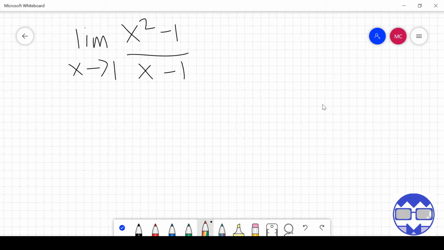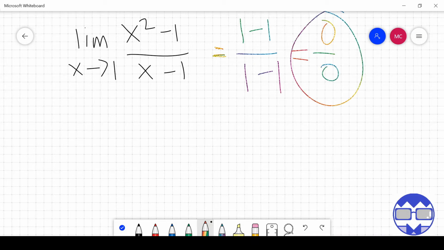Using the substitution rule, by substituting 1, this will give us 1 squared, which is 1, minus 1 over 1 minus 1. Since 1 minus 1 is just 0, we get 0 over 0, so we need to look for the real answer. This is not yet the real answer. In limits, 0 over 0 and infinity over infinity cannot be the answer. Either the answer is a number, it does not exist, or infinities.